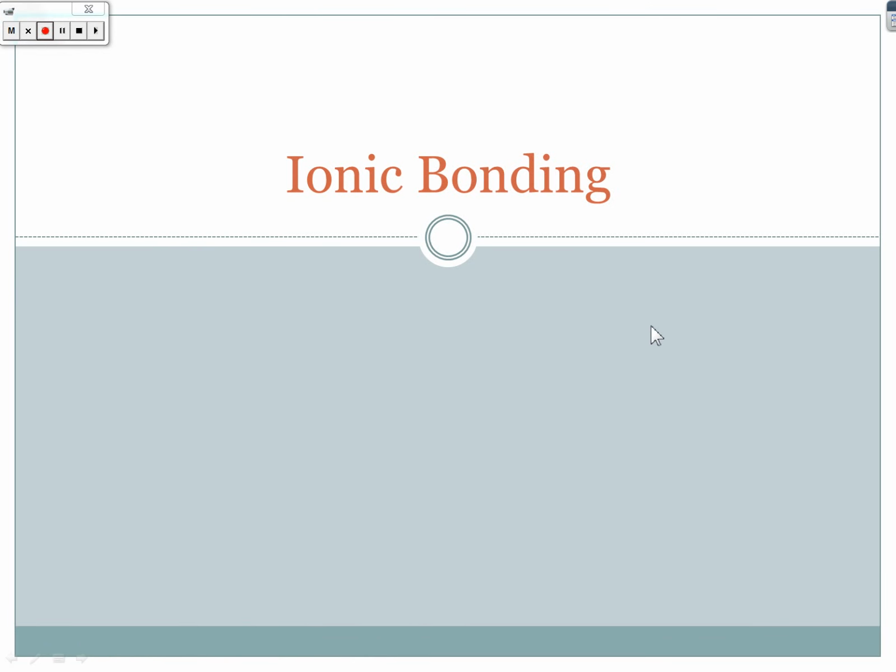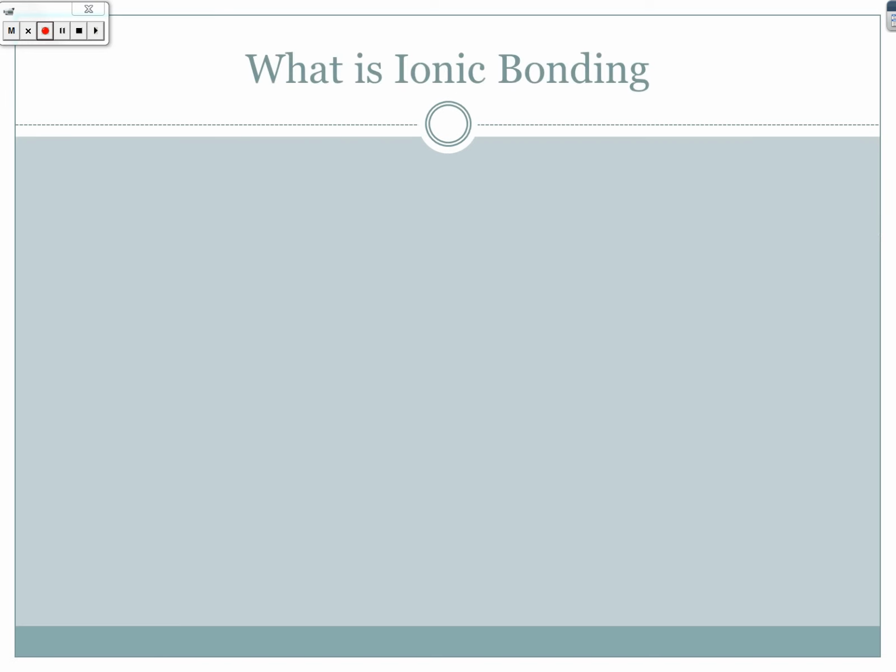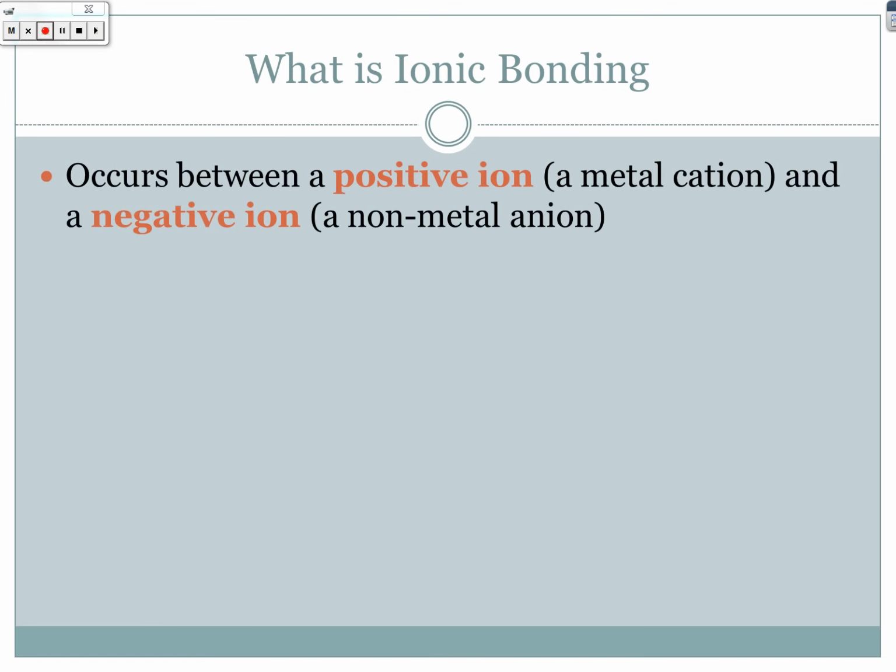Alrighty, good morning everybody. We're going to be talking about ionic bonding today. So the question is, what is ionic bonding? Ionic bonding occurs between a positive ion, a metal cation, and a negative ion, a non-metal anion.